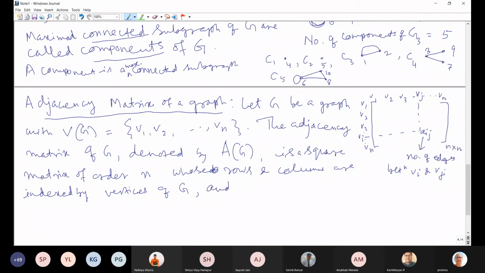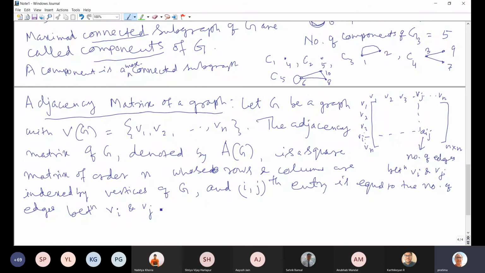and the ijth entry is equal to the number of edges between Vi and Vj, right? So this is what the adjacency matrix we can have. Let us see one example quickly.